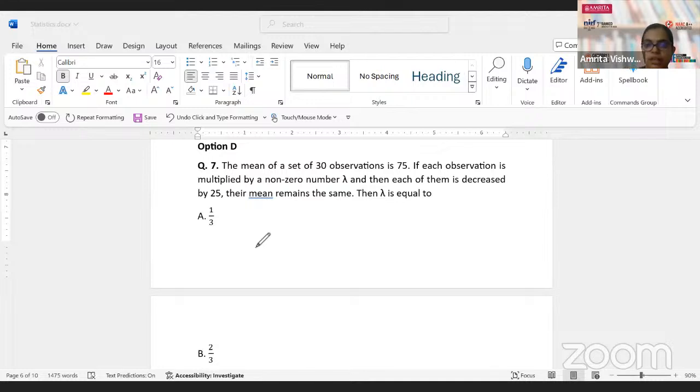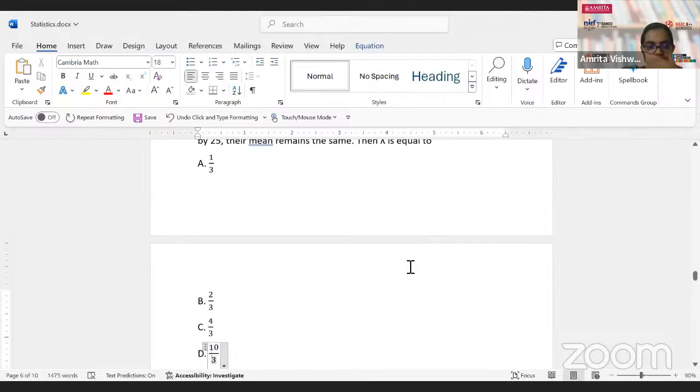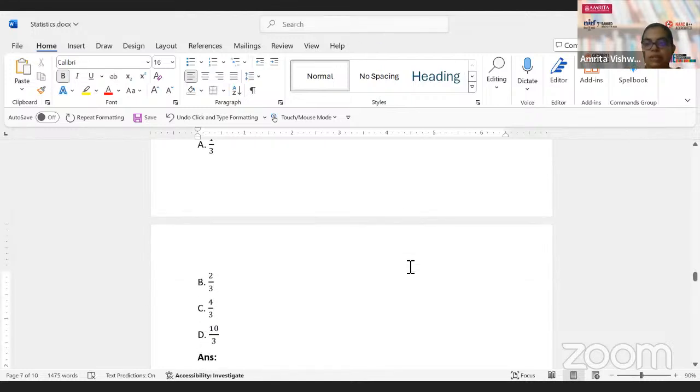We'll just have a quick look at the options. The options are 1 by 3, 2 by 3, 4 by 3, and 10 by 3.